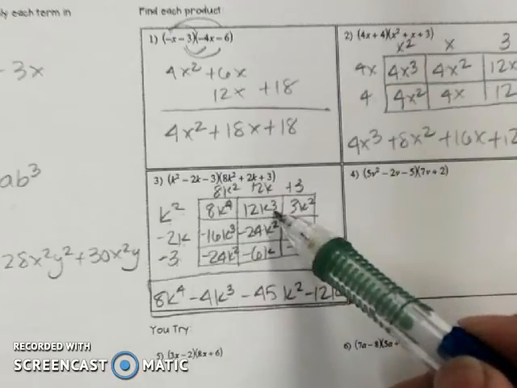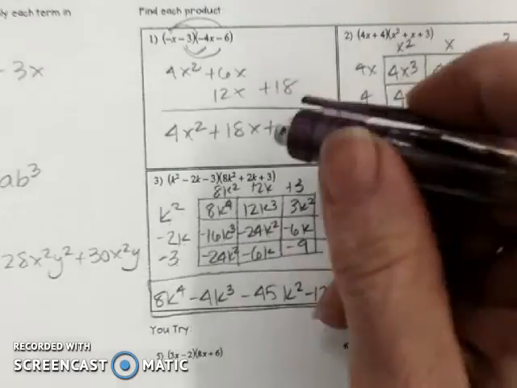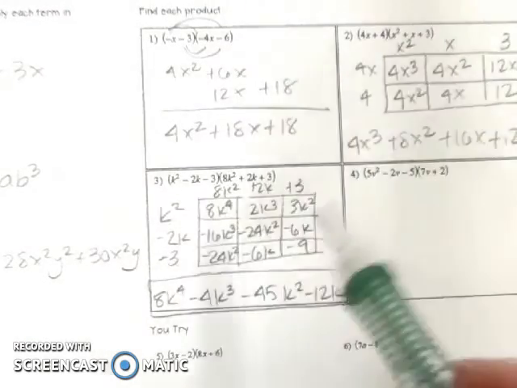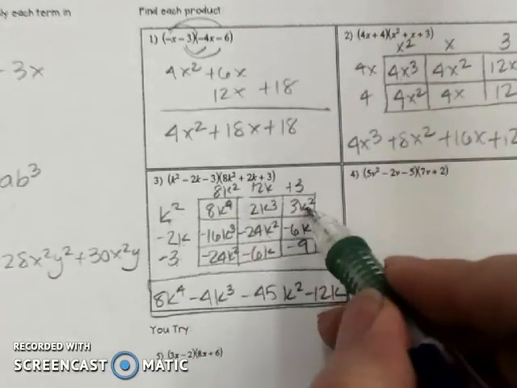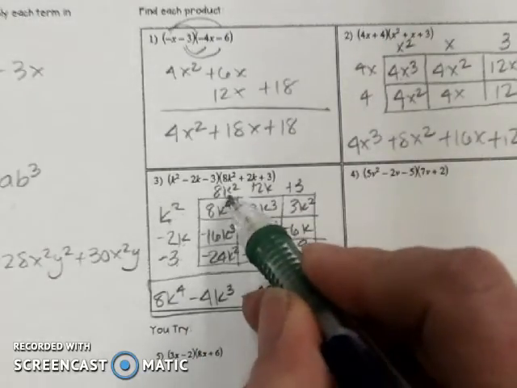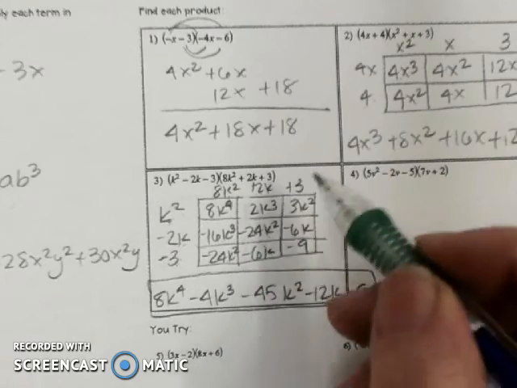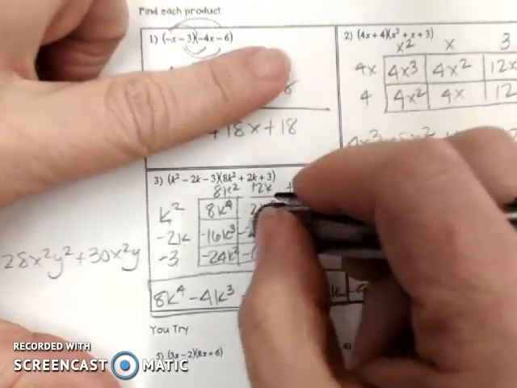Oh, no. That's a 2. So that's 2k cubed, not 12k cubed. That's going to change everything. 3k squared. Yeah, I just totally... Man, how did I do that? Because I can't read my own handwriting.